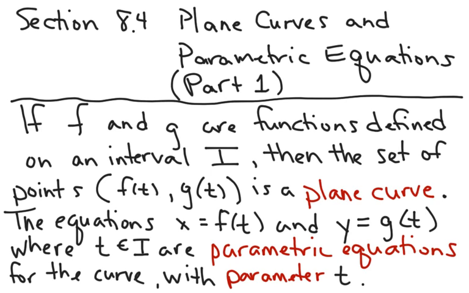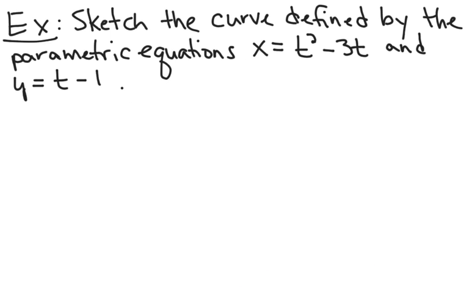This is going to be kind of like traditional graphing, except the input being t means that when we graph, we're going to have to pay attention to the direction of the graph because the graph is being done over a period of time. Let's look at sketching the curve of parametric equations. So let's start with the equations x equals t squared minus 3t and y equals t minus 1.